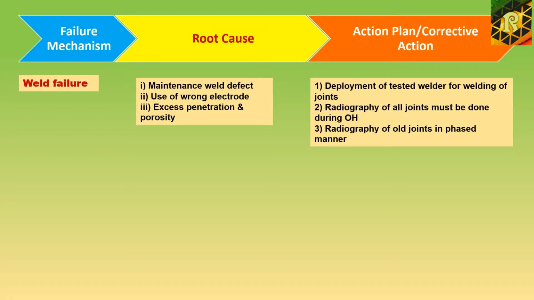So first is weld failure. Root causes for weld failure are maintenance weld defect, use of wrong electrode, excess penetration and porosity. There are some corrective actions which must be taken to avoid this kind of failure: deployment of tested welders for welding of joints, and radiography of all joints during overhauling, or radiography of all joints in a phased manner.